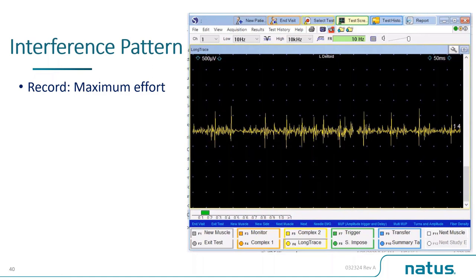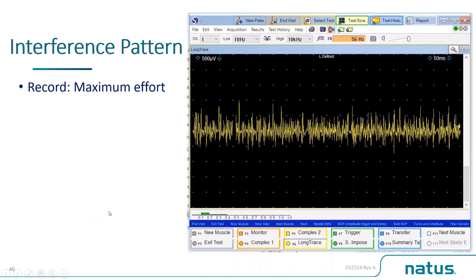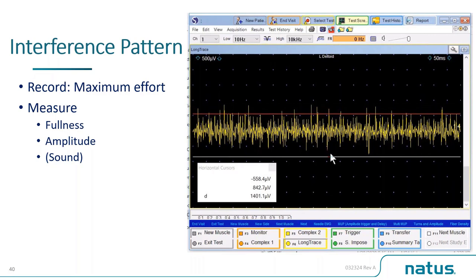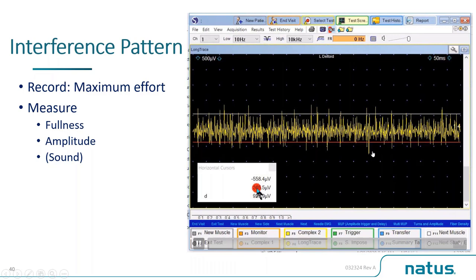And when we go to maximum effort, there are a couple of measurements that we can do. We look at the fullness of the pattern. You do not see any baseline. You can also measure the so-called envelope amplitude. So you place vertical or rather horizontal cursors, and you exclude some of the solitary spikes. And you measure the amplitude difference, that's the envelope amplitude.